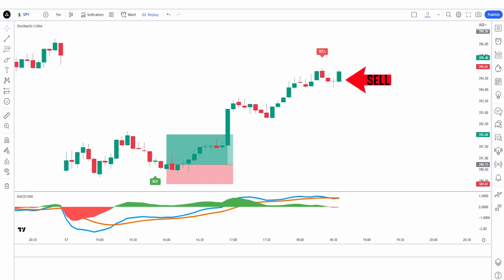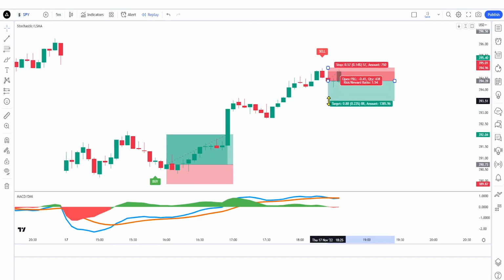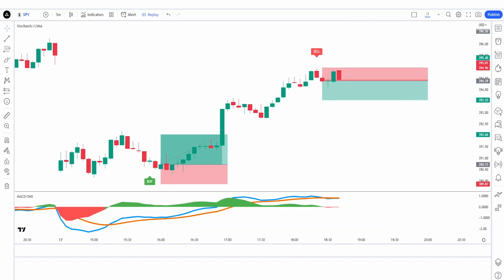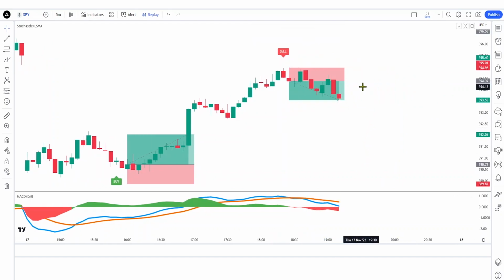Everything seems fine, so we will enter another short trade. We will set our stop loss to the recent market high. And our take profit target ratio will be same as with long trades, so 1.5 risk to reward ratio. Let's see what happens. As you can see, we have made yet another profitable trade.